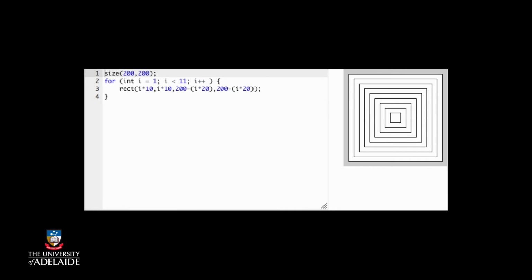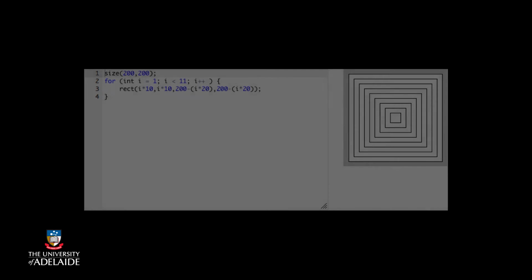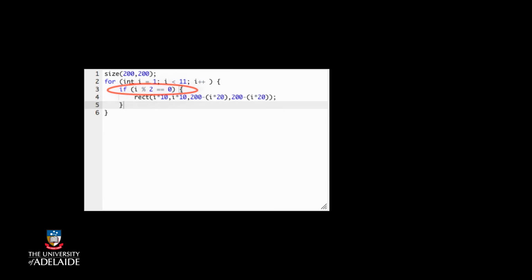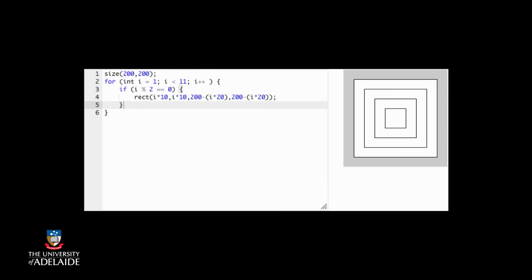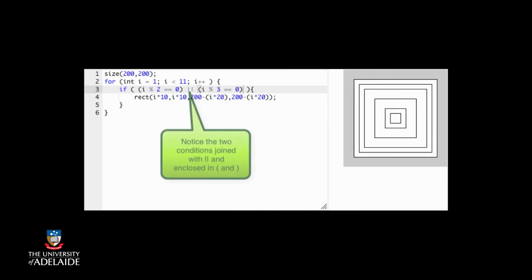Let's look at some actual graphics code from the last example. Now let's say we only want to draw the lines if the value of i is divisible by 2. We then get this image. But what if we wanted only those values where i was divisible by 2 or 3? Let's look at what we get. Is this what you were expecting?